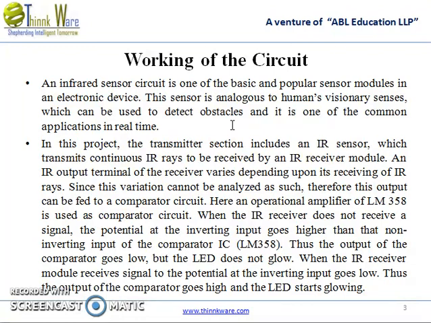When the IR receiver does not receive a signal, the potential at the inverting input goes higher than the non-inverting input of the comparator. Thus, the output of the comparator goes low, and the LED does not glow. When the IR module receives a signal, the potential at the inverting input goes low. Thus, the output of the comparator goes high and the LED starts glowing.